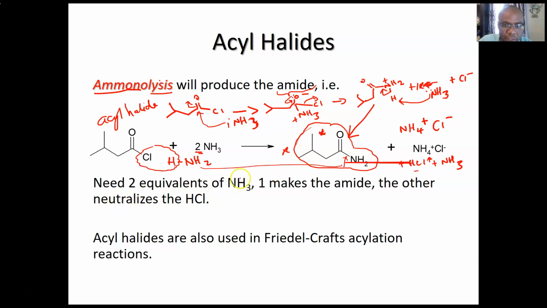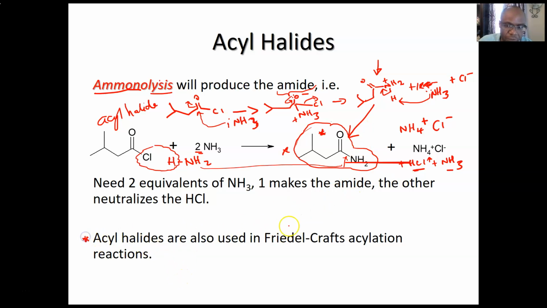So two equivalents are needed. The first equivalent is going to be used to make the amide, which is that. The other neutralizes the HCl. So use the ammonia, take the hydrogen, the ammonium formed will neutralize the Cl. Alternatively, if HCl and ammonia are existing together, both of those will give you ammonium chloride, whichever way.